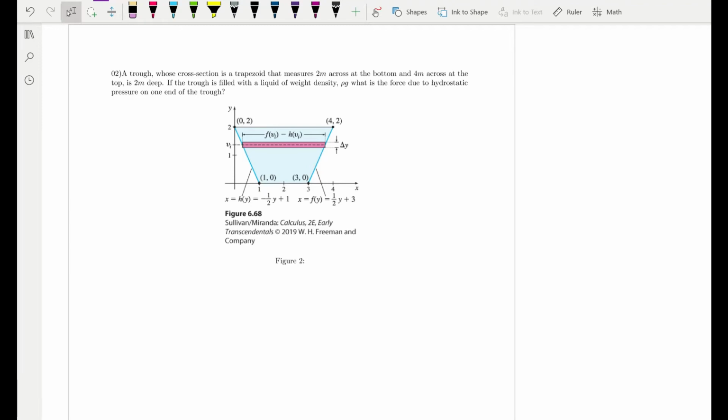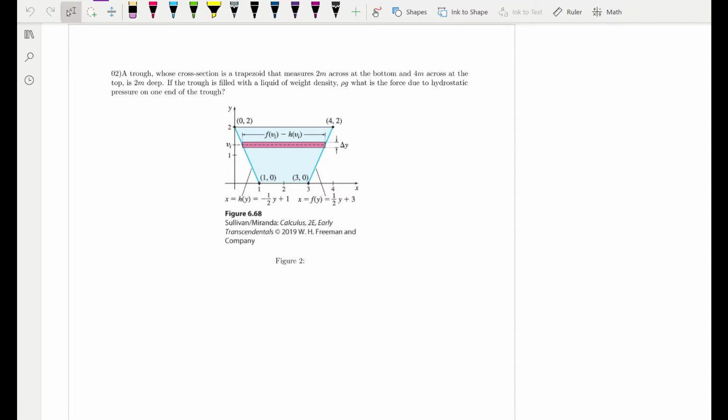Hello everyone and welcome. In this video I'm going to solve a couple of problems related to hydrostatic force. Here we have a trapezoid with water inside, and we want to find the force exerted by this water on the cross section of the trapezoid. The picture is pretty detailed, which will help us set up the integral easily.